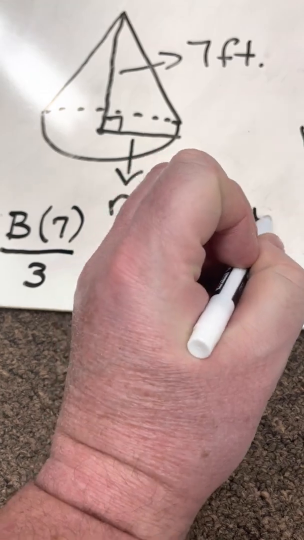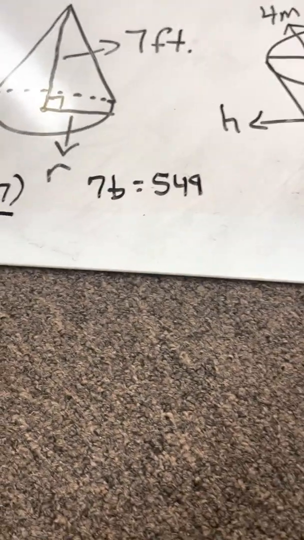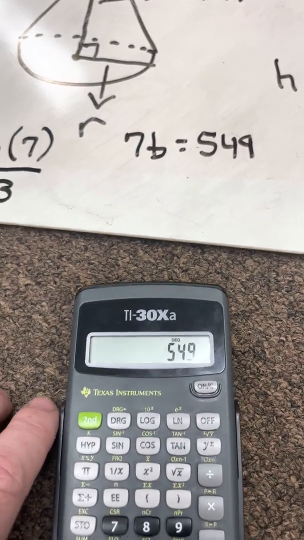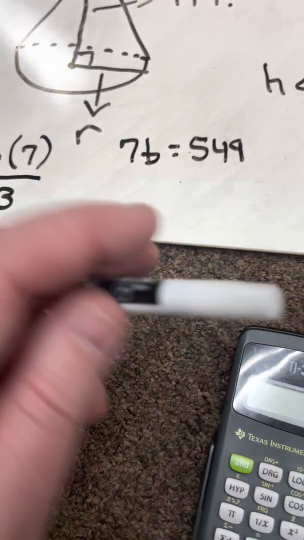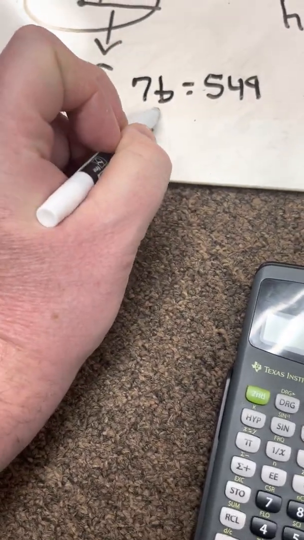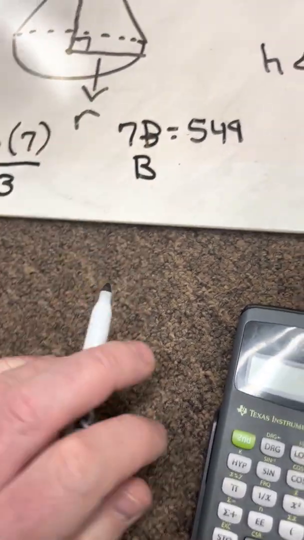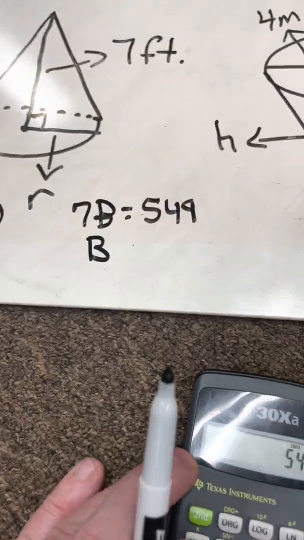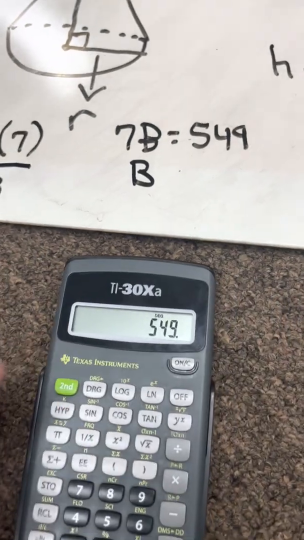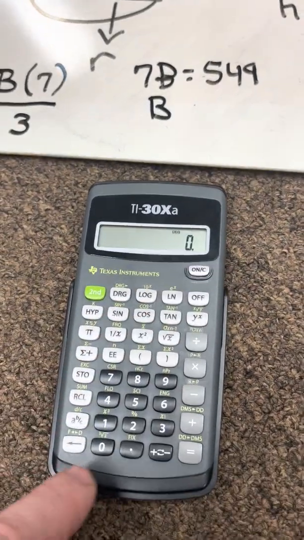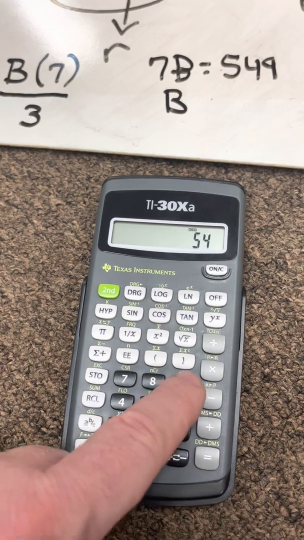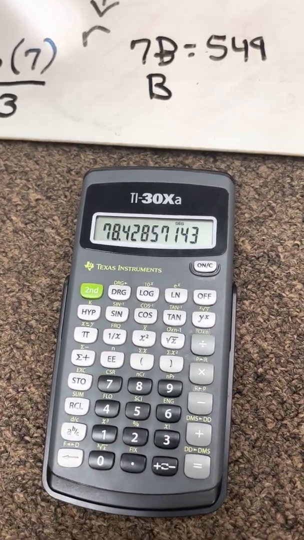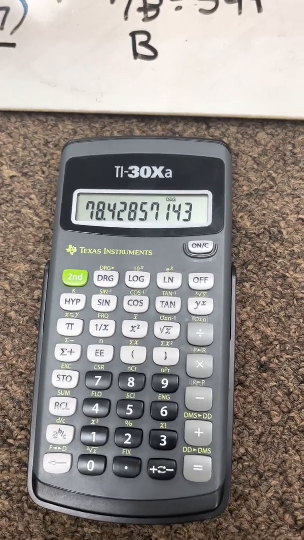So I end up with 7b equals 549. Okay? So now if I take 7b equals 549, I'm going to divide both sides by 7, and that's going to tell me what b equals. Now, if you want to leave that a capital B, so it signifies here your area of the base, that's fine. But 7b equals 549. So if I divide both sides by 7, I'm going to get 549 divided by 7, and that's going to equal some weird long number.